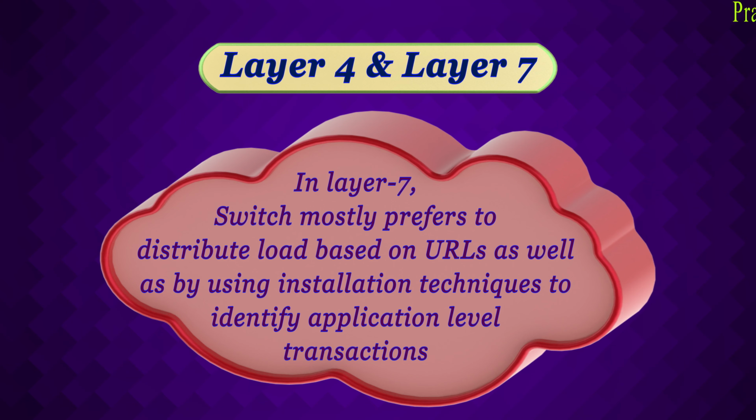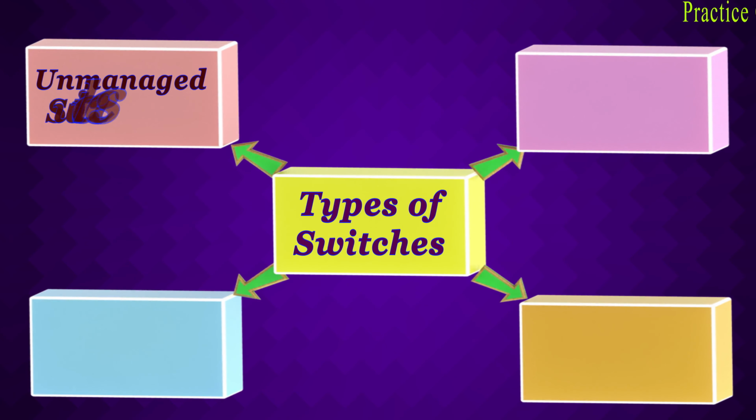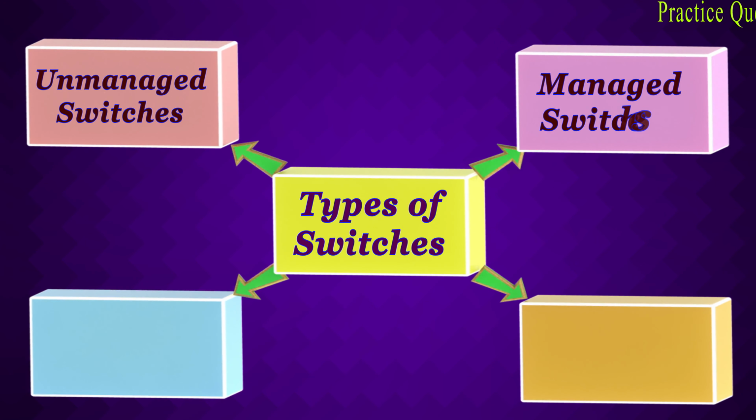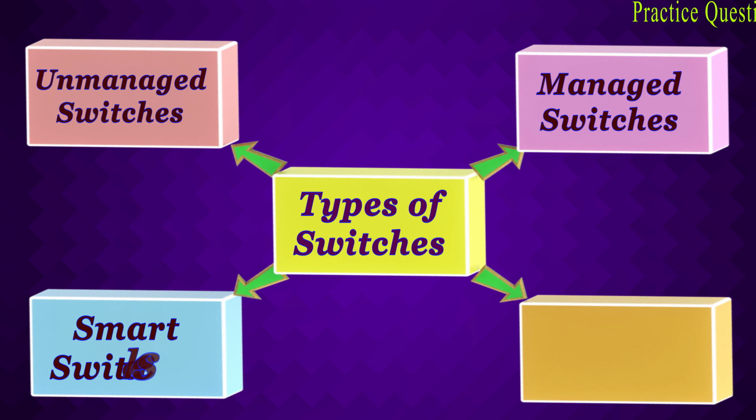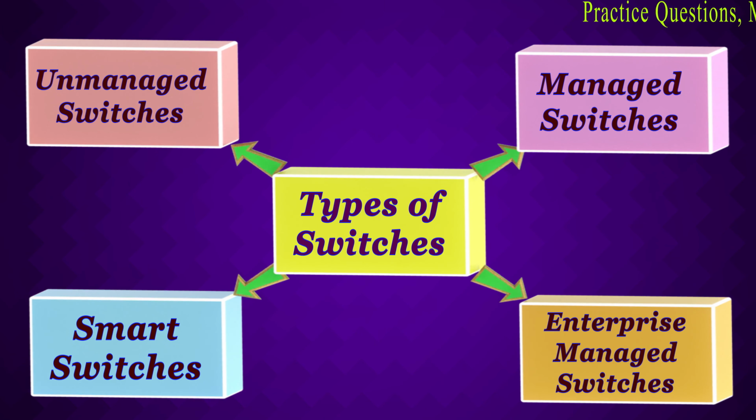So in the next slide, we have certain types of switches: unmanaged, managed, the third one is smart switches, and the fourth one is enterprise managed switches. So let's discuss one by one.